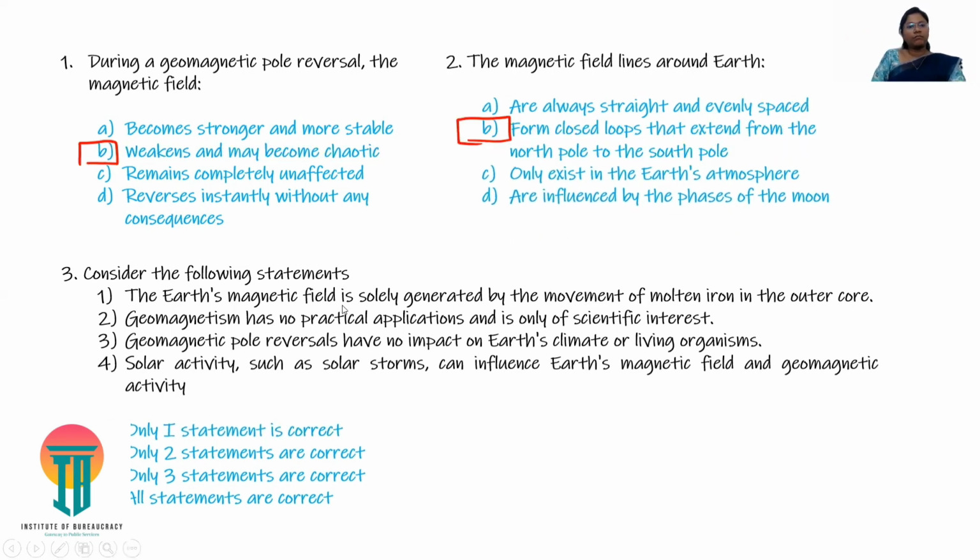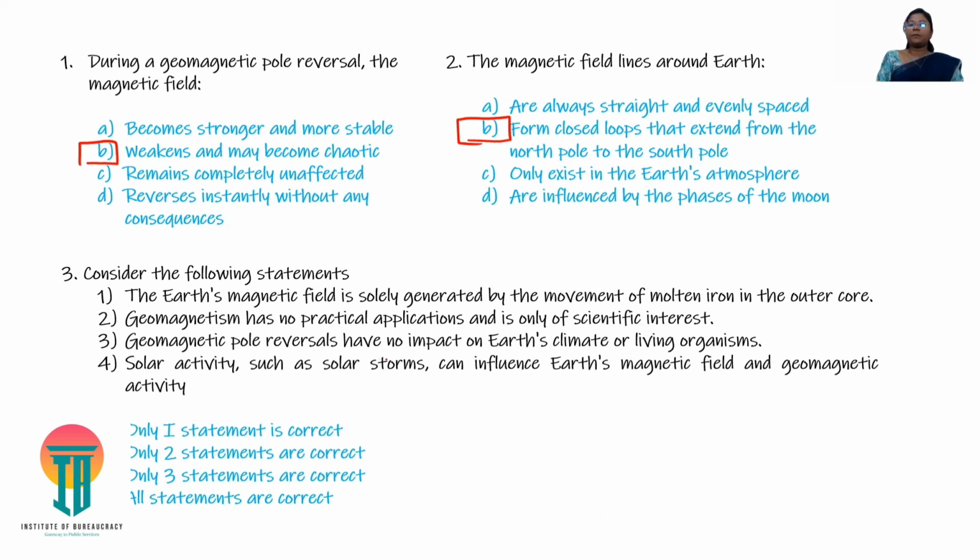Next, third question. Consider the following statement. There are 4 statements given, and you need to answer the question. First one. The Earth's magnetic field is solely generated by the movement of molten iron in the outer core. Geomagnetism has no practical applications and is only for scientific interest. Geomagnetic pole reversals have no impact on Earth's climate or living organisms. Solar activities such as solar storms can influence Earth's magnetic field and geomagnetic activity. Shall we? You can pause the video, think for a moment and try to answer.